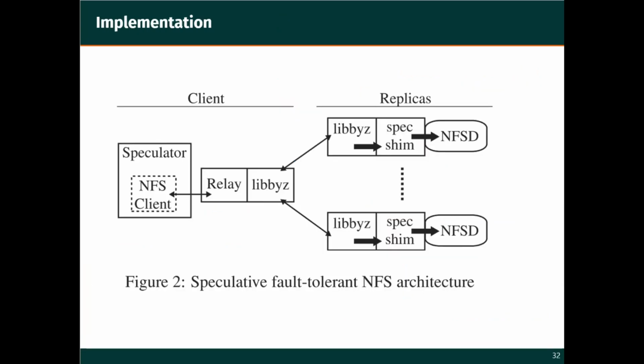Implementation. The authors implement PBFT-CS by extending the existing PBFT protocol in the Network File System, or NFS, as in this figure. On the client side, there exists a speculator that contains the NFS client and forwards the message to the relay module with BFT. BFT is an implementation of PBFT. On the replica side, BFT is also installed with a speculation shim layer and the NFS daemon.